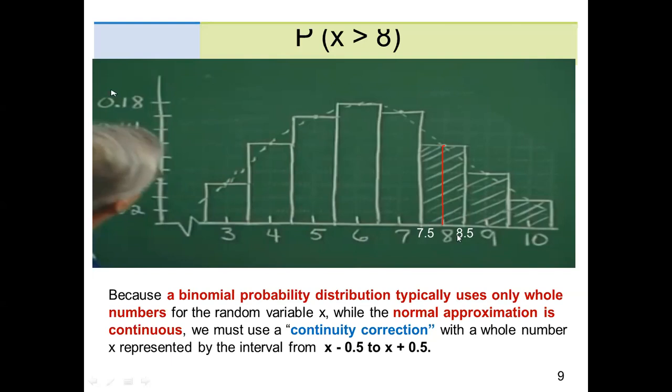And then I'm going to have to figure out which way am I going? Am I starting at 7.5 and going to my right? Am I starting at 7.5 and going to my left? Maybe I'm starting at 8.5 going to my left, or am I starting at 8.5 and going to my right?